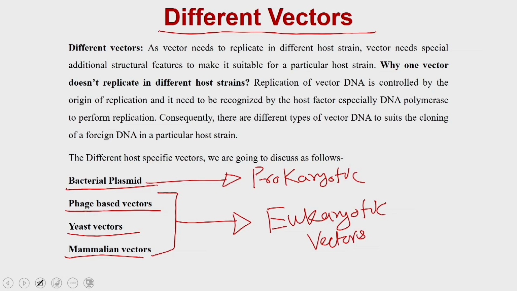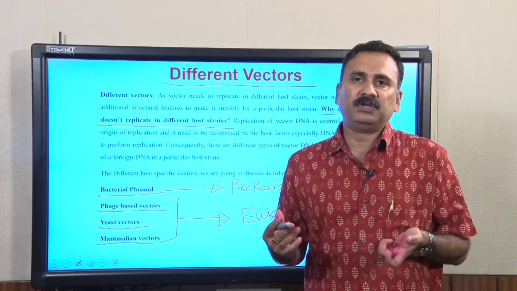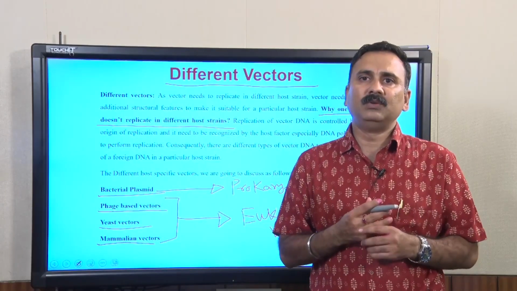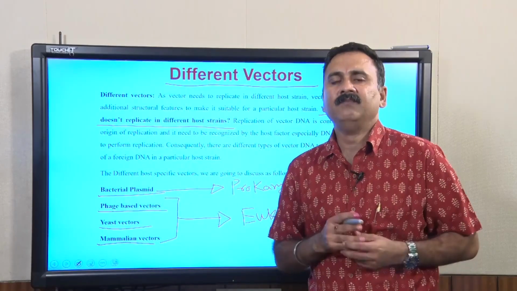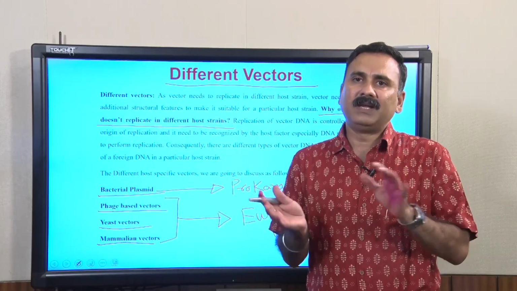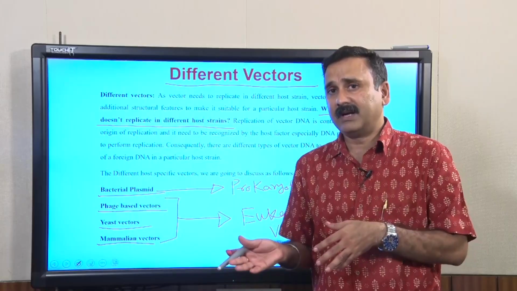As we have discussed, the vectors actually contain their own origin of replication. That's why one vector will not replicate in different host strains. As you have seen in the previous slide, if you have the origin of replication from ColE1, it is going to replicate only in E. coli, whereas if you have the origin of replication from RSF1, then it is going to replicate in gram negative or gram positive bacteria.